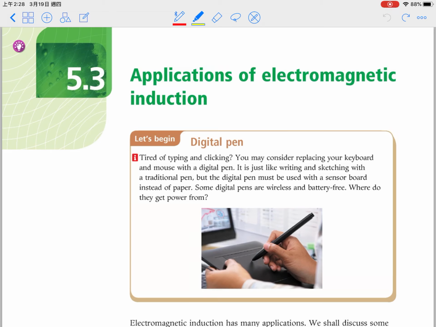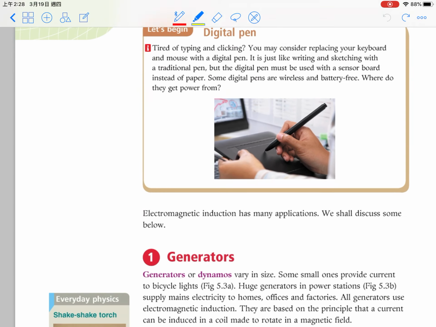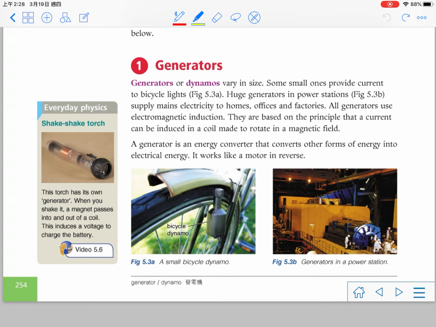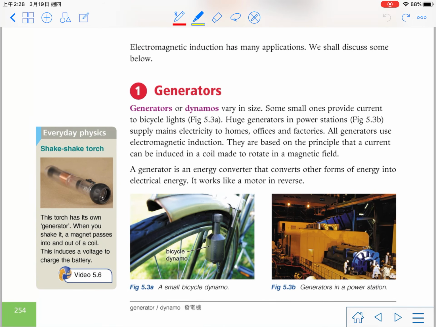Today we go to chapter 5.3, application of electromagnetic induction. Electromagnetic induction has many applications. 1. Generator. A generator is an energy converter that converts other forms of energy into electrical energy.